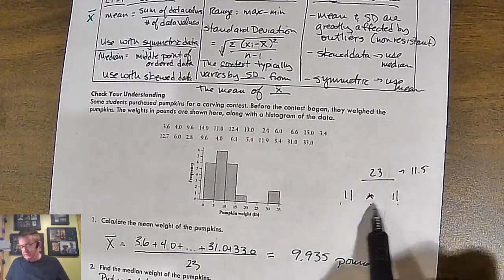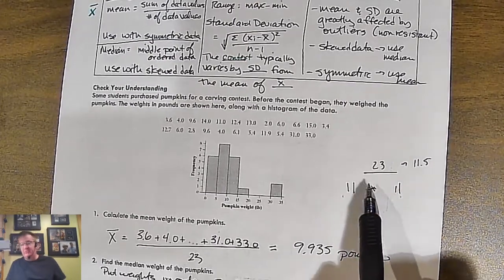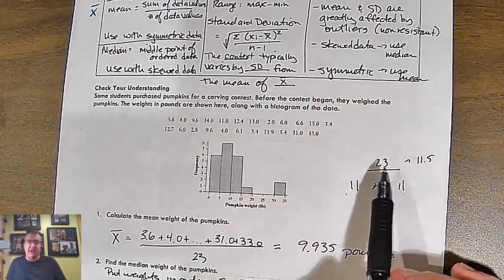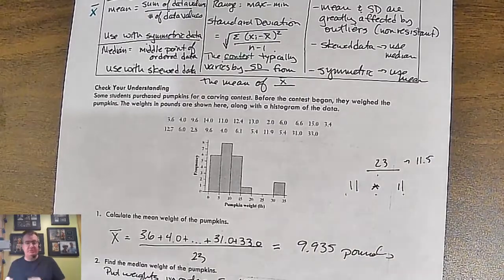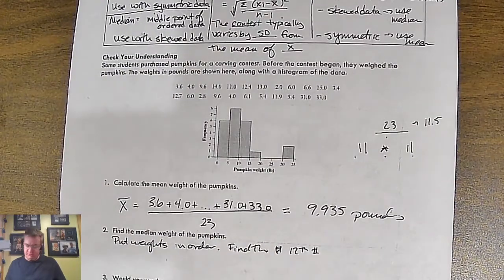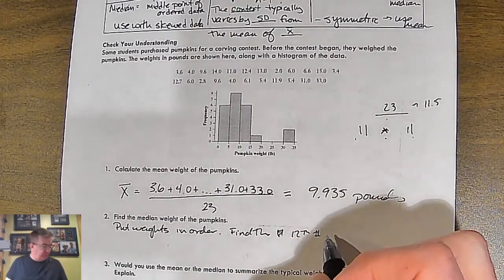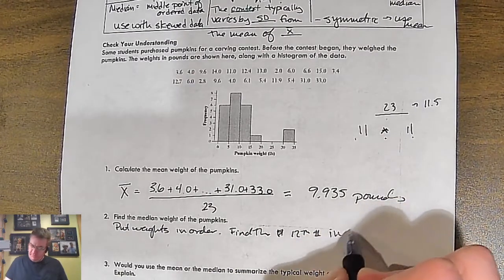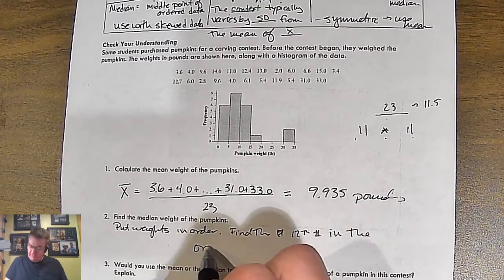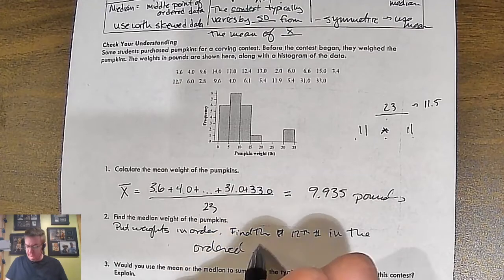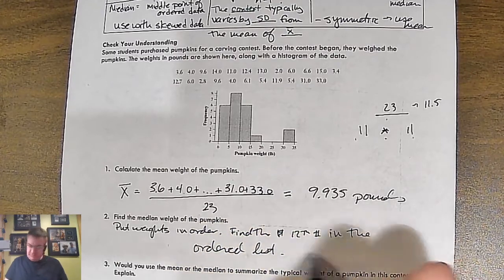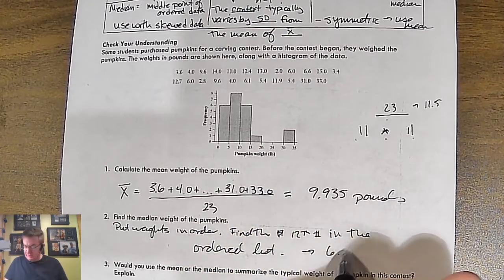Just like before, if you end up having an even number of pieces of data, you're going to average those middle two. We'll talk more about that as we're going. Find the 12th number in the ordered list. So in that case, that's going to be 6.6 pounds.